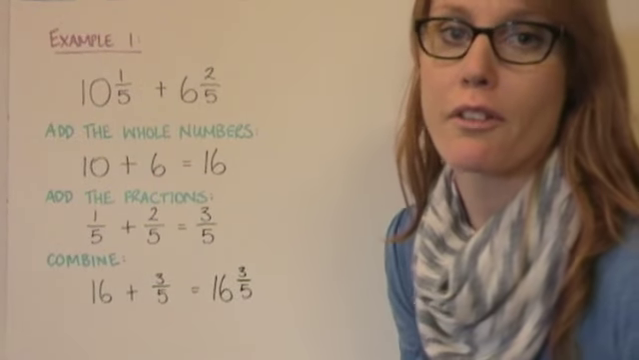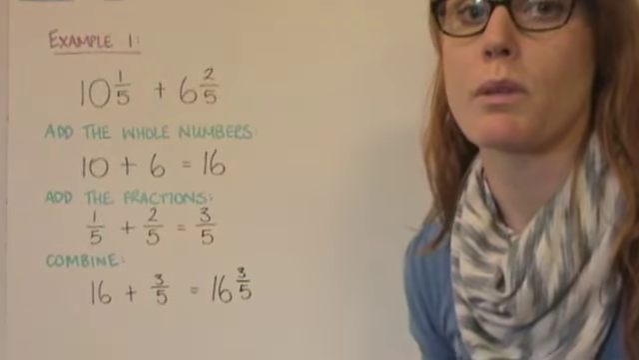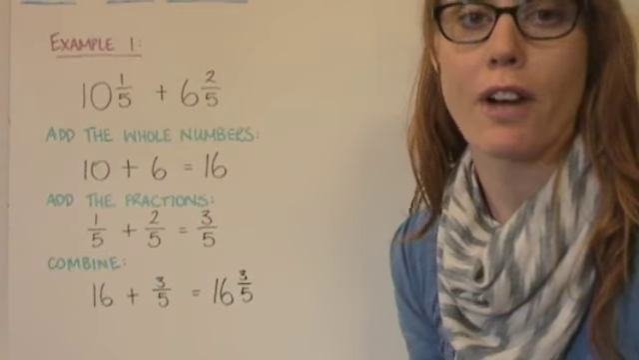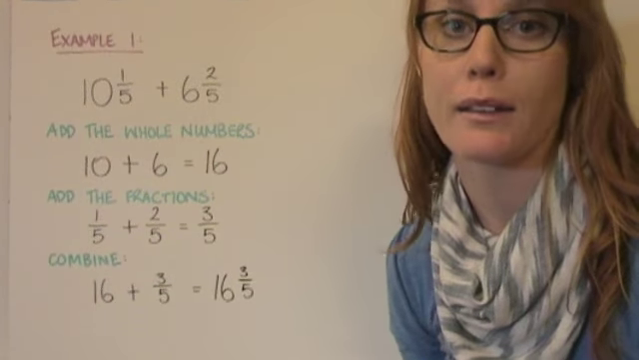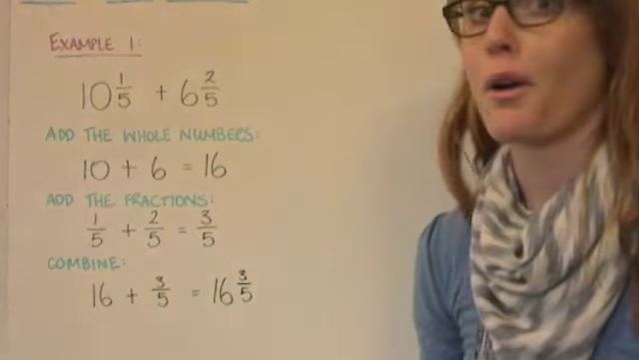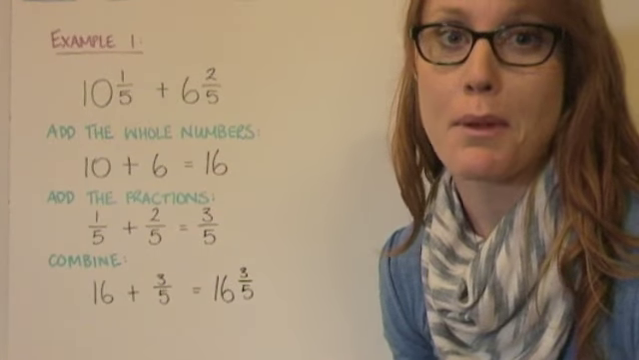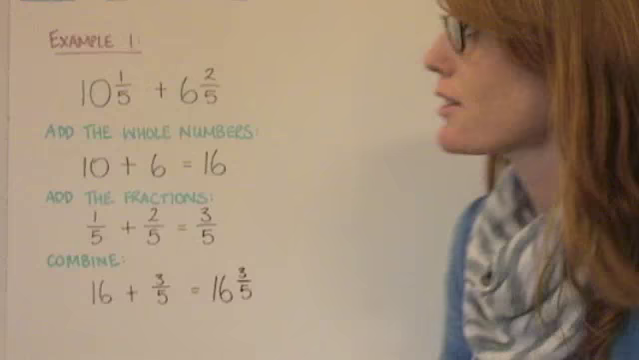Everyone, today we're going to have a look at adding mixed numbers. We already know how to add fractions with like denominators, and we already know how to add fractions with unlike denominators. And we already know how to add whole numbers. So what does that look like as a combination?